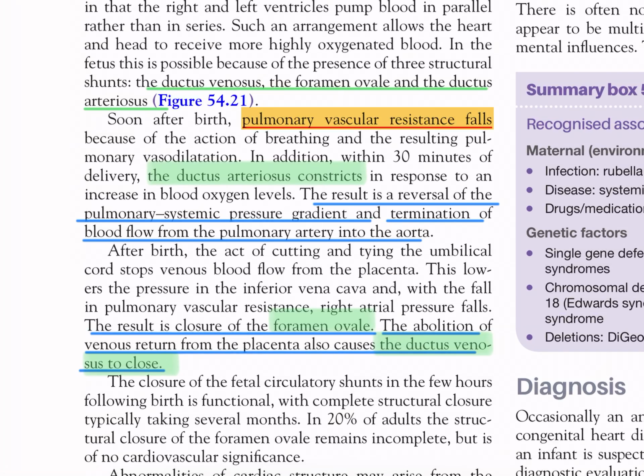Soon after birth, pulmonary vascular resistance falls because of the action of breathing and the resulting pulmonary vasodilatation. In addition, within 30 minutes of delivery, the ductus arteriosus constricts in response to an increase in blood oxygen levels. The result is a reversal of the pulmonary-systemic pressure gradient and termination of blood flow from the pulmonary artery into the aorta.